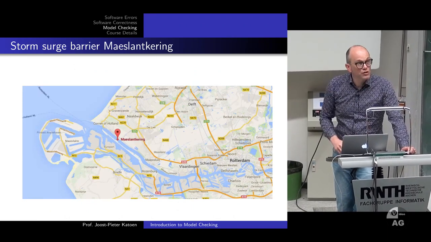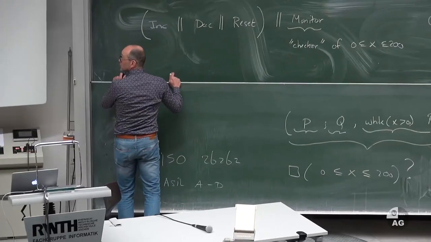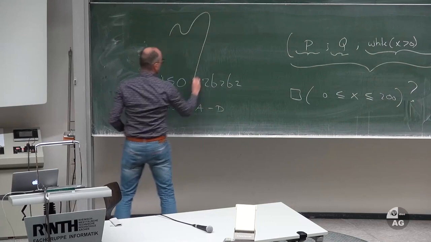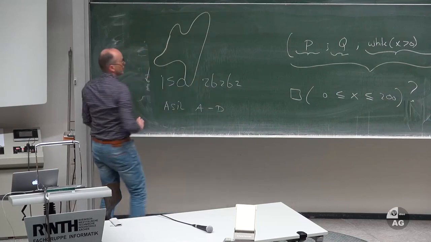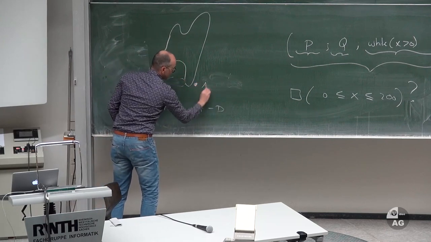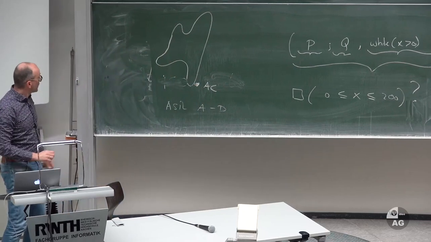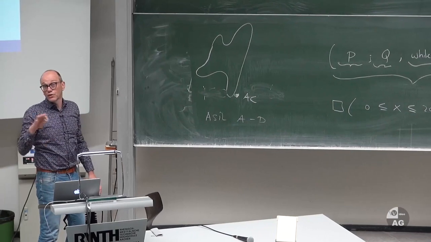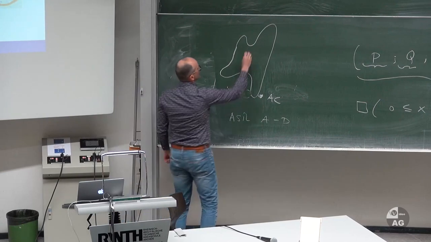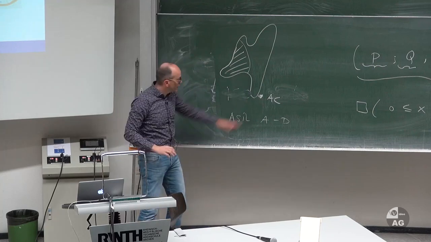So let's look at this storm surge barrier. As a Dutch guy, let me try to teach you something about the Netherlands. If you look at the Netherlands, very schematically, it's something like this. Here is Aachen. It's almost on the border. What is specific about the Netherlands is that a lot of the surface of the Netherlands is below sea level. I don't know exactly how much, but I would guess something like this is below sea level. So here we are safe.